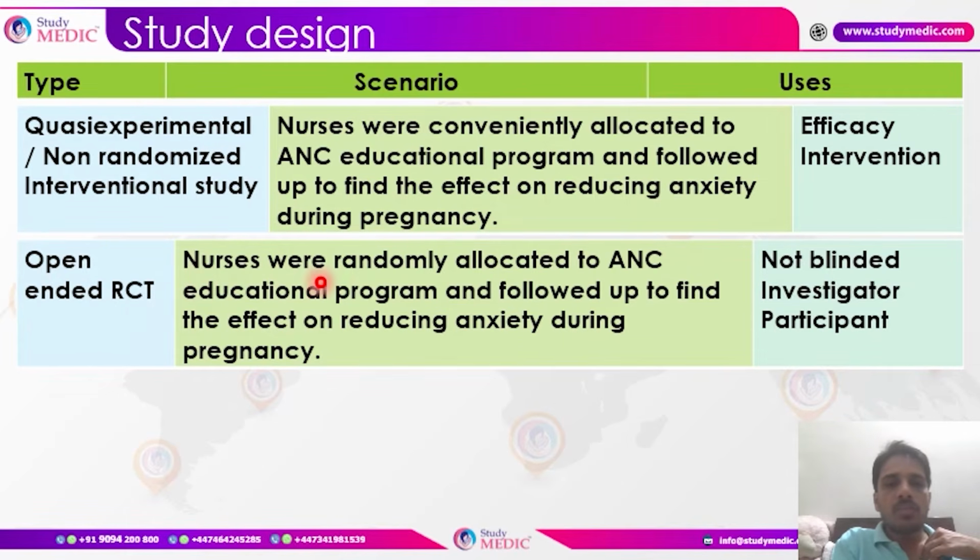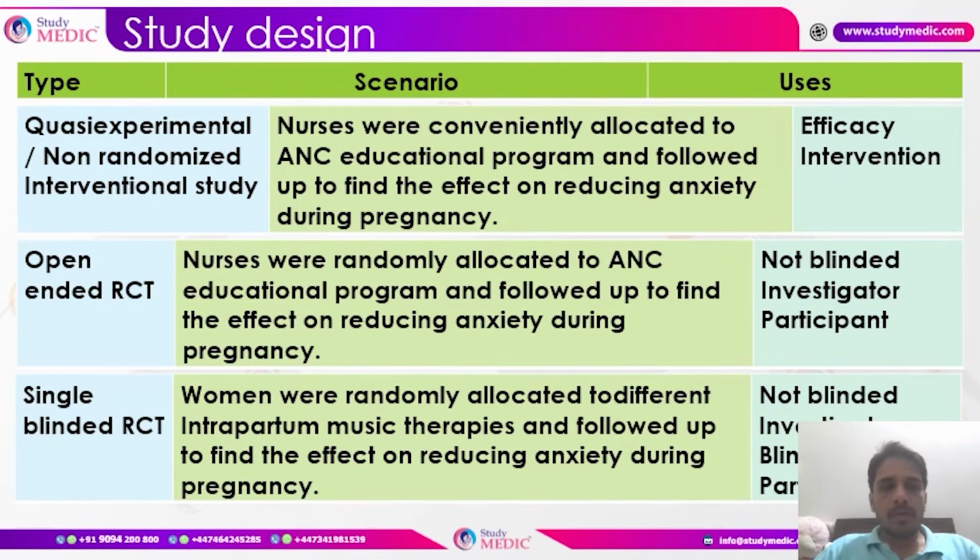Here, nurses were randomly allocated to these educational programs, and then they were followed up to find the effect on reducing anxiety during pregnancy. Here, both the investigator and the participant knew whether they were allocated to the education program or not. So the intervention was not blinded with respect to investigator and participant, and hence it is called an open-ended randomized controlled trial. Why is it randomized? Because they were randomly allocated. And why is it a controlled trial? It is an interventional trial. So it is called the open-ended randomized controlled trial.